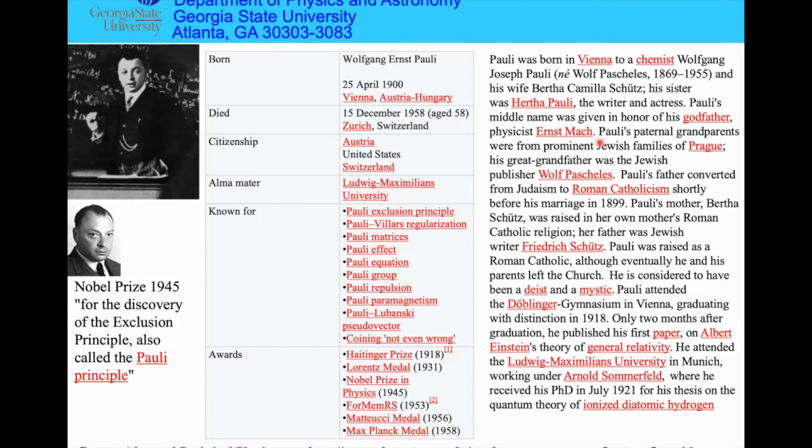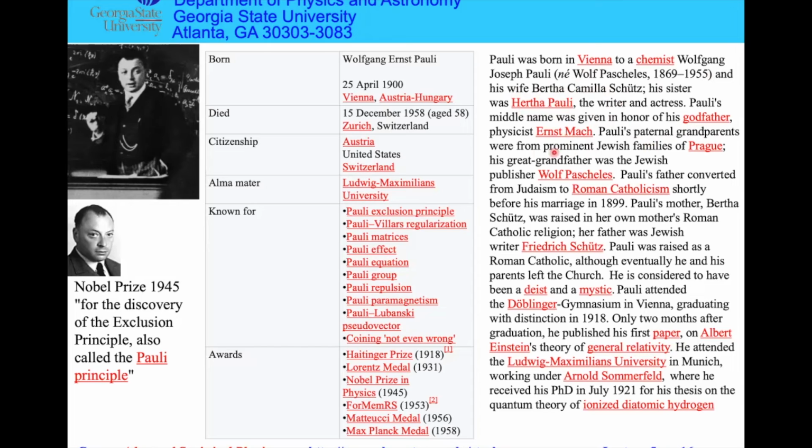So what's his biography? As I told you, he was born in Vienna to a scientist, Wolfgang Joseph Pauli, who was born Wolf Pascheles. Wolf is typically a Jewish name, so he changed his name to the German Wolfgang. His wife and his mother was Berta Camilla Schutz. His sister was Herta Pauli, writer and actress. The middle name of Pauli was given in honor of his godfather, Ernst Mach, a famous scientist in his own right.